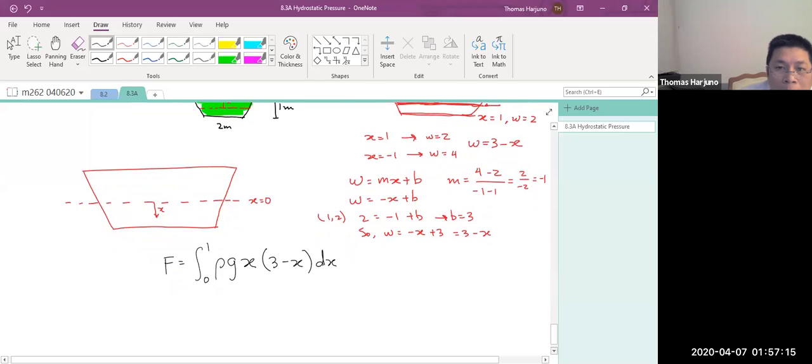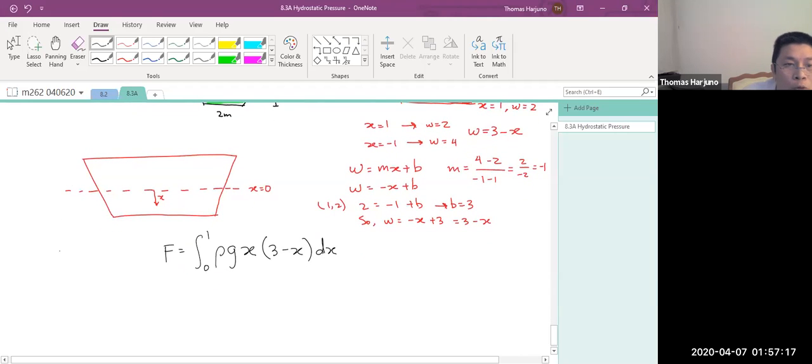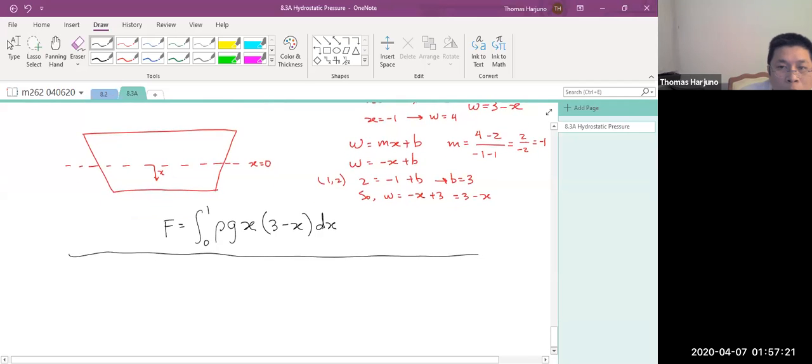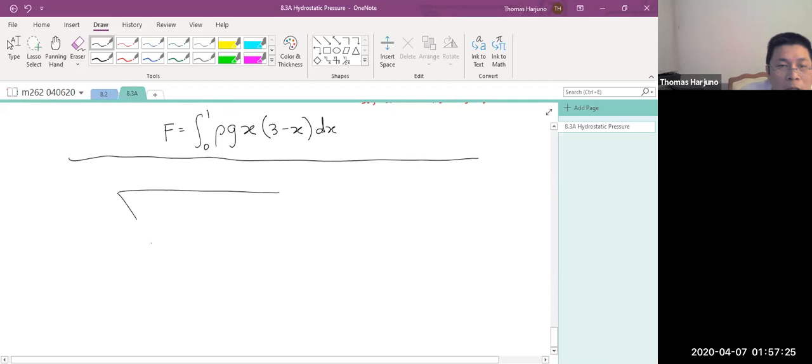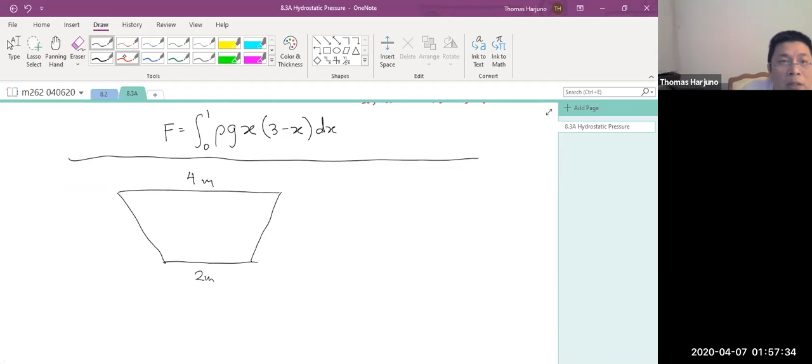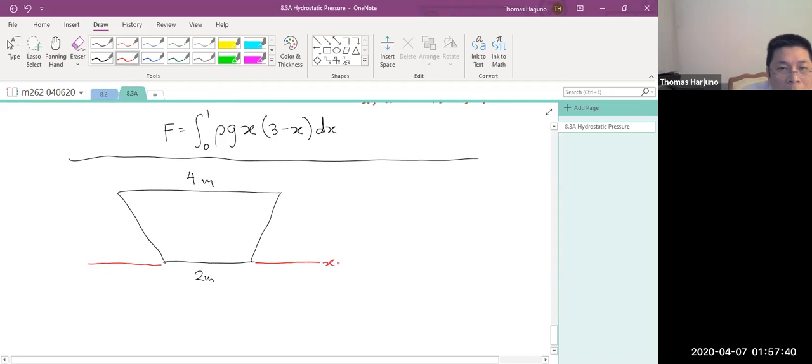I hope my next explanation does not confuse you. I will redo the same problem, but I use a different approach. Suppose I have that trapezoid. This is 4 meters, this is 2 meters, but this time my line of reference, I start from the bottom. Let's say this is my x equals 0.